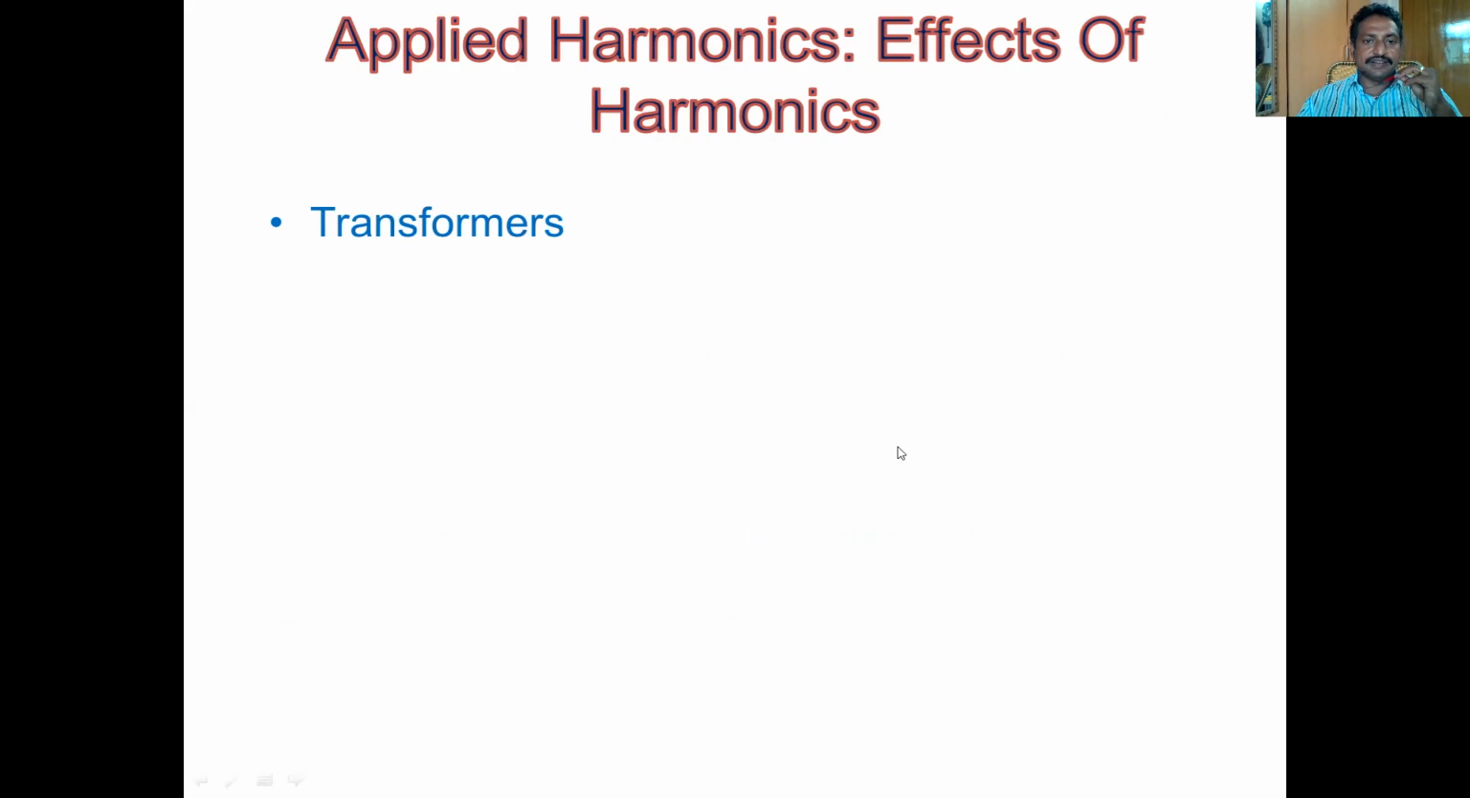What are the devices that are affected by harmonics? Transformers are affected, AC motors, capacitor banks. See here why these transformers are affected. Most of the load is connected on the transformers. So if the harmonics go through the transformer, it will definitely be damaged and will not work properly. Similarly, AC motors are also affected due to these harmonics, and capacitor banks will not work properly.